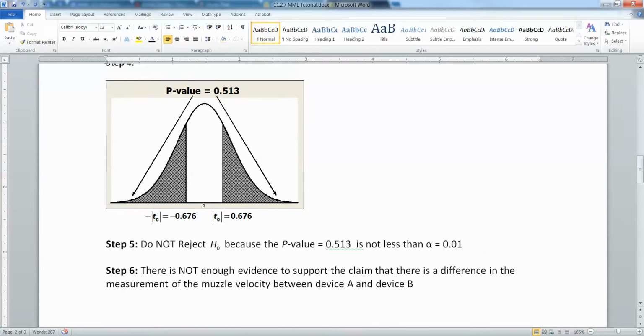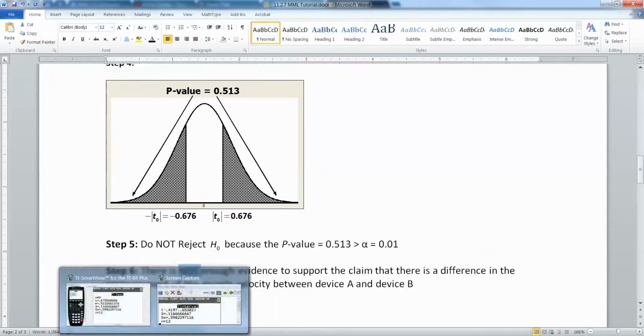All right, then you have to make a decision. Is there a significant result or not? You say, no, I do not reject the null hypothesis, because you reject the null hypothesis when your p-value is low, less than alpha. But this p-value is far from less than alpha. So 0.513 is greater than alpha, so you do not reject. Or you could say not less than alpha, or you could say greater than. Either way, that means there is not enough evidence to support the claim.